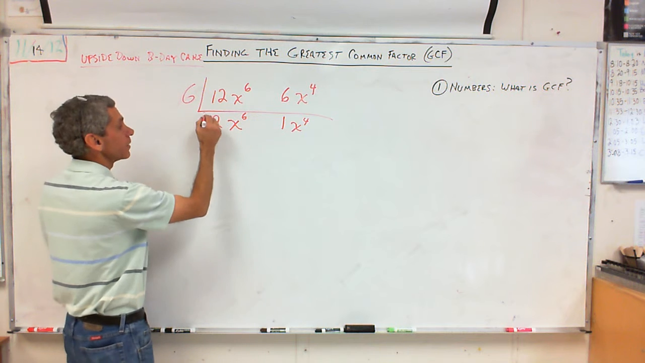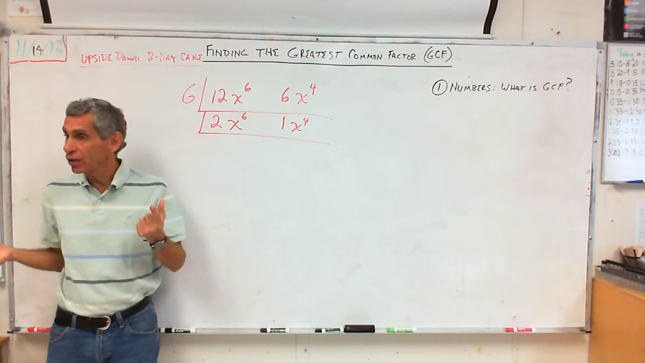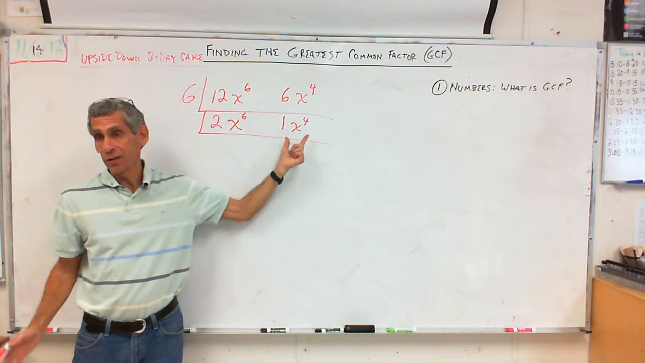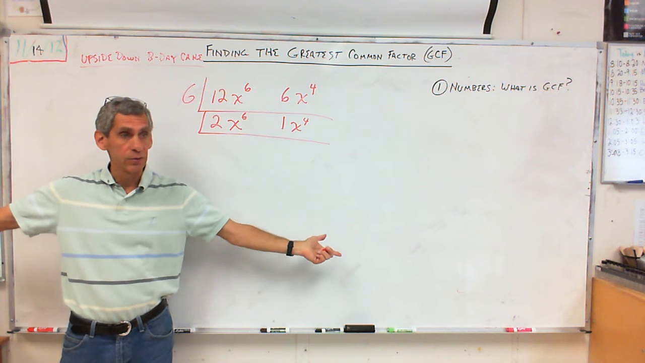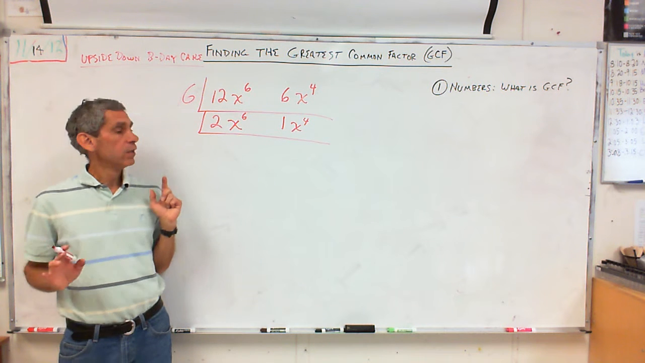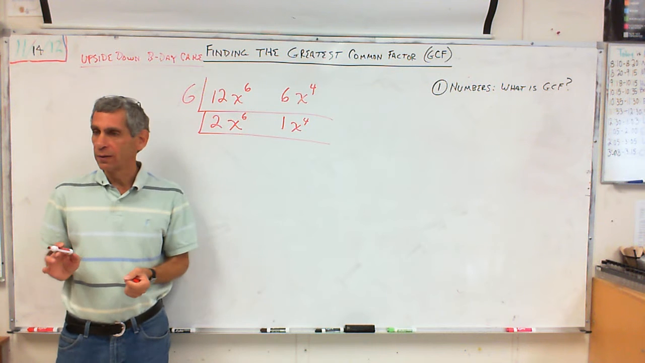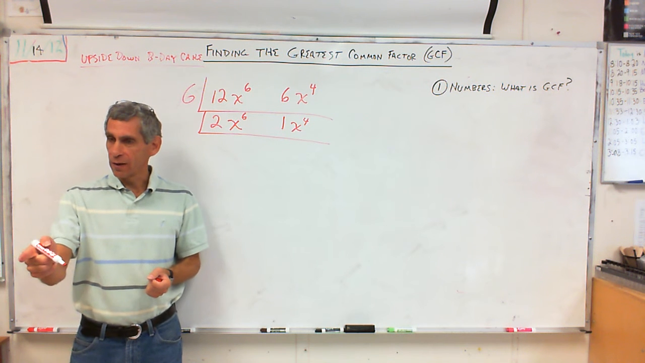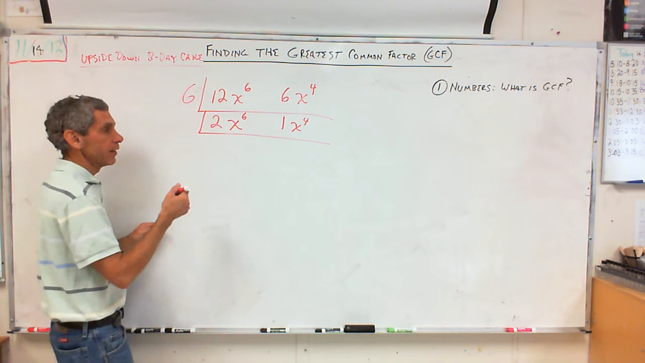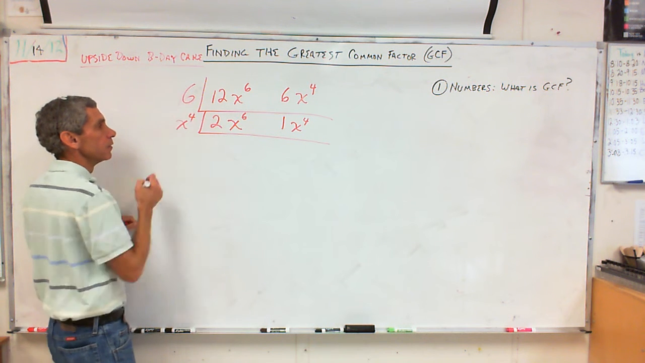But what about the x's? With the variables, they're easier. I only have 2 options. It's either going to be x to the 6th or x to the 4th. It's not going to be x to the 3rd or x to the 2nd. You're not changing anything. It's only either this or this. Which one is it going to be? X to the 4th. Chloe knows, right? You got to use the one with the smallest exponent.